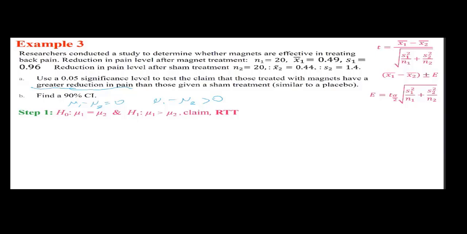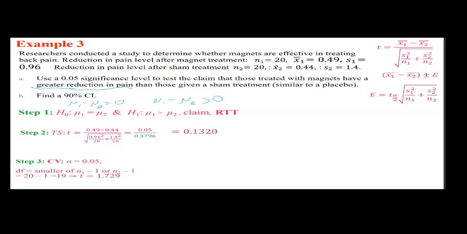Don't mix and match. Using the top formula, you want to find the test statistic. You plug in and it results in the following. After you do the math, you get the test statistic of 0.1320. The critical value comes from the choice of alpha, which is 0.05. Degrees of freedom is the smaller of n1 minus 1 or n2 minus 1. It happened to be the same, so it's 19. It is a right tail test, and this number is 1.729.